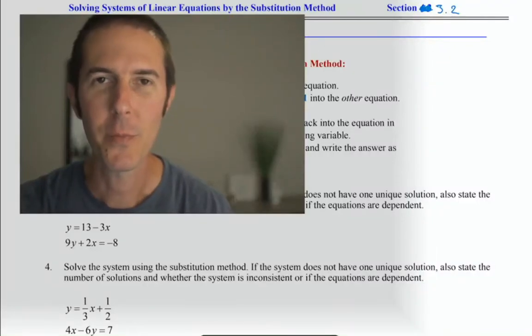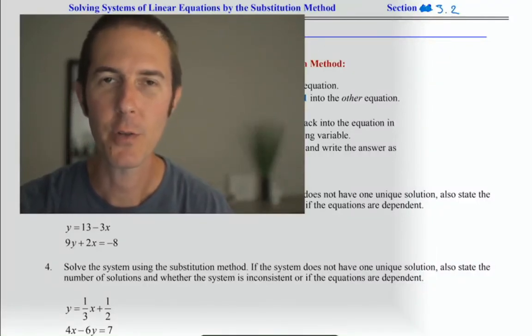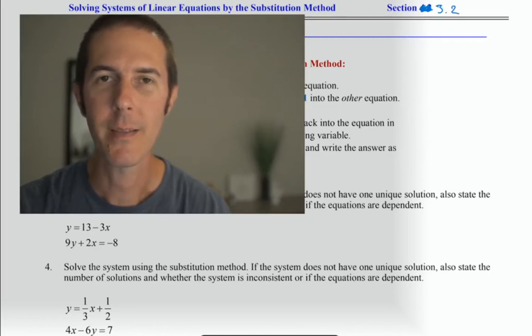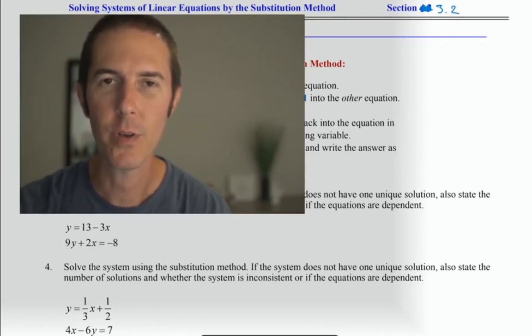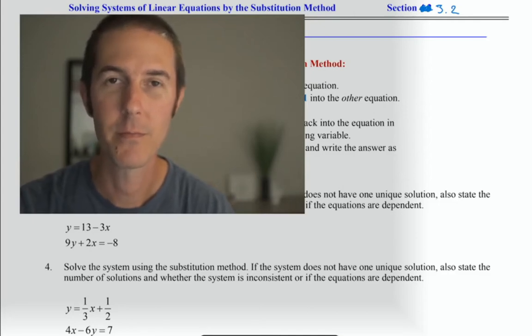Here we are in Intermediate Algebra, Chapter 3, Section 2. We're still talking about systems of equations, and in this section we're going to solve some systems of equations using the substitution method.